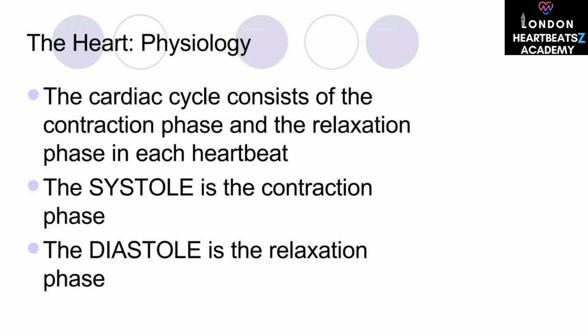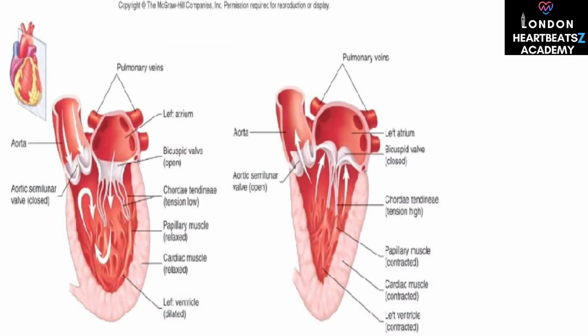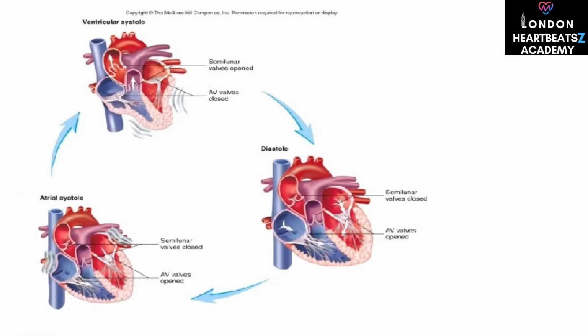The cardiac cycle consists of the contraction phase, called systole, and the relaxation phase, known as diastole, in each heartbeat. This illustration shows the heart's internal structure and valves during different phases. The image on the left shows the relaxed state, while the image on the right shows the contracted state. This diagram illustrates the full cardiac cycle, including atrial systole, ventricular systole, and diastole, highlighting the opening and closing of the AV and semilunar valves.